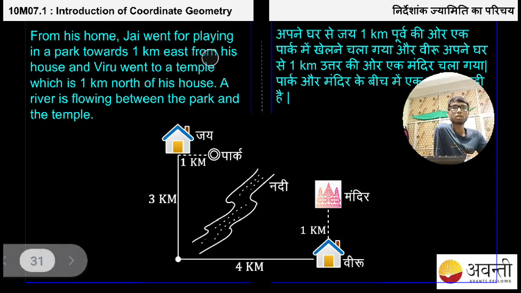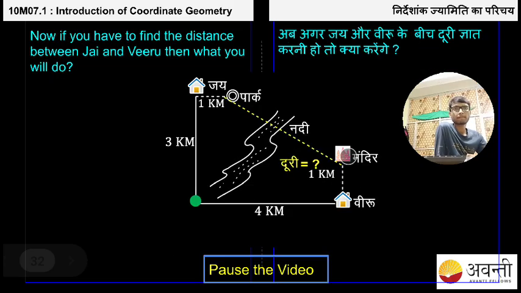From his home, Jay went to play in a park 1 kilometer east of his house, and Viru went to a temple which is 1 kilometer north of his house. A river is flowing between the park and the temple. Here, between this. This is a distance. How to calculate this distance?